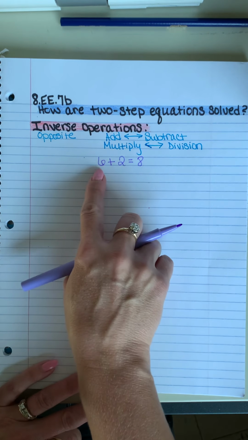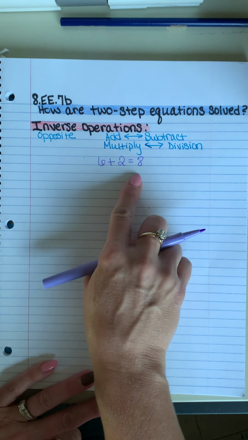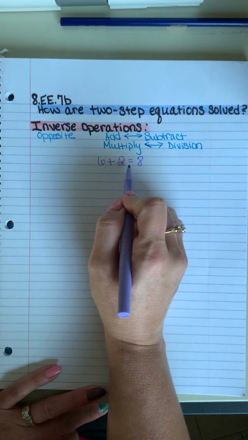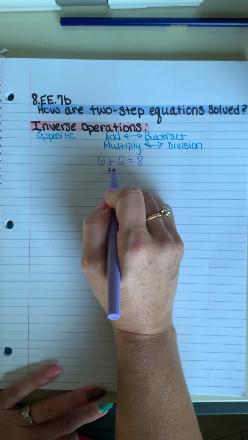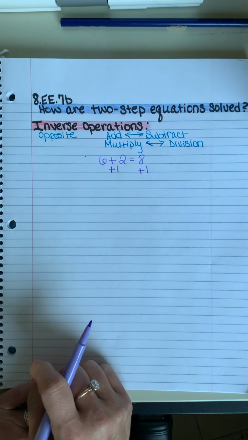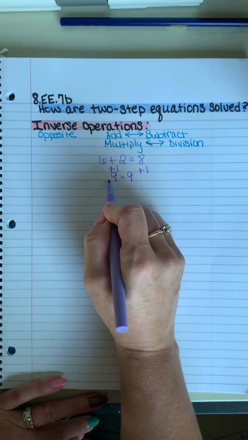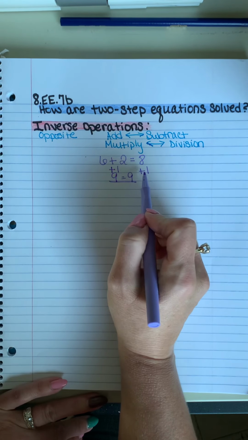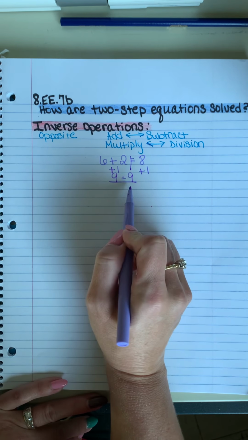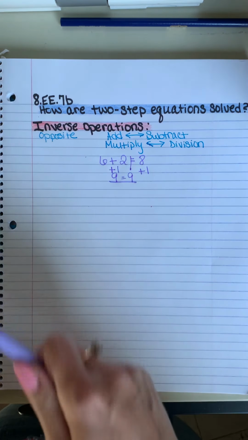Looking at this equation, I can do whatever I want on either side of the equal sign as long as I do it to both sides. For example, let's say I wanted to take 6 plus 2 and add 1. That's okay as long as I also add 1 to that side. So 6 plus 2 plus 1 gives us 9, and 8 plus 1 gives us 9. See how it's still equal? I can do whatever I want to this equation as long as it is done to both sides so that it remains equal. Now we are going to use variables in place of some of these numbers.